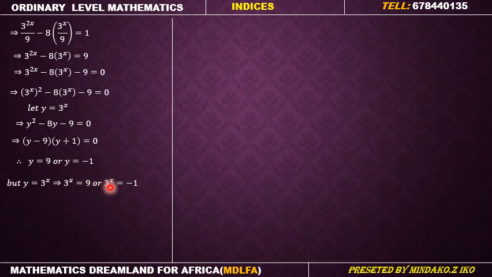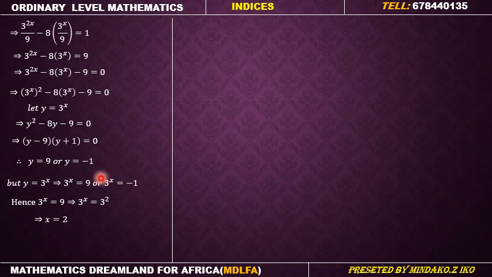Or 3 power x equal to negative 1. But if I solve the other, 3 power x being equal to 9, 3 power x equals 3 power 2, since 3 power 2 is equal to 9. So I've made these two bases the same, and since the bases are the same, I'll just equate the powers. So it implies that x is equal to 2.